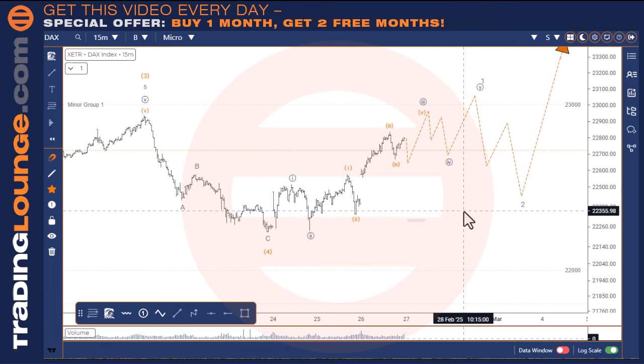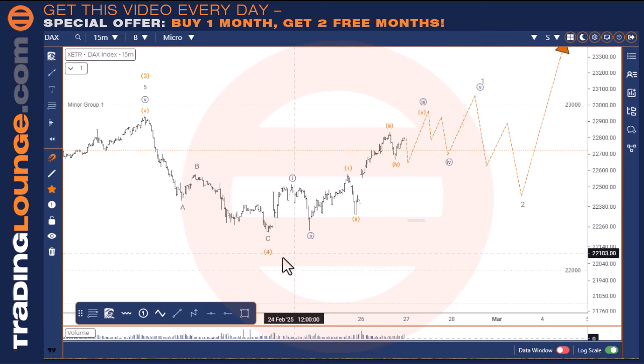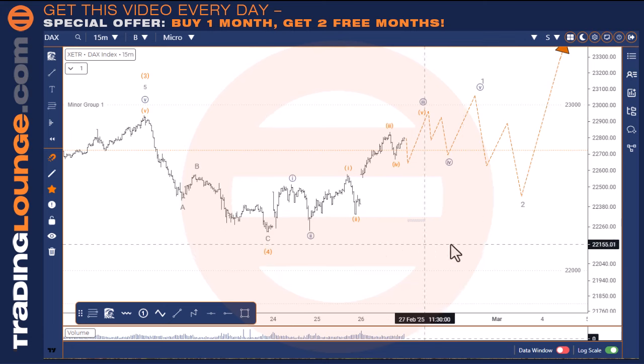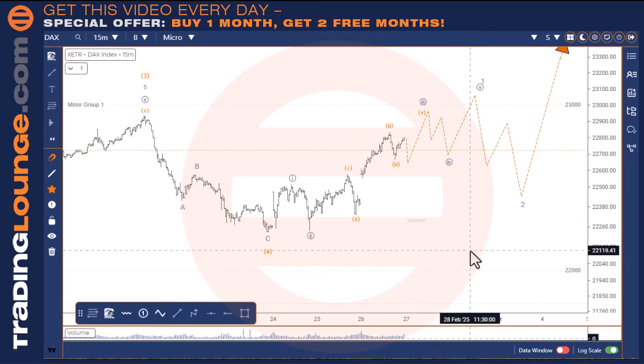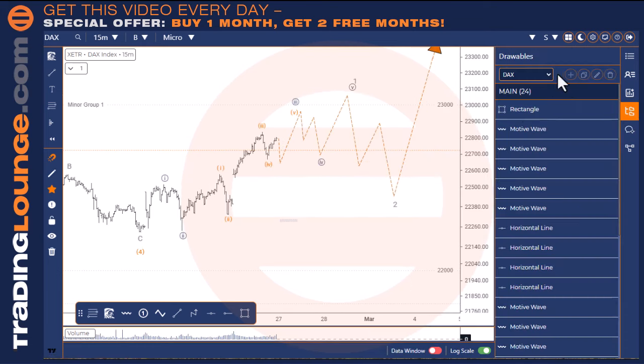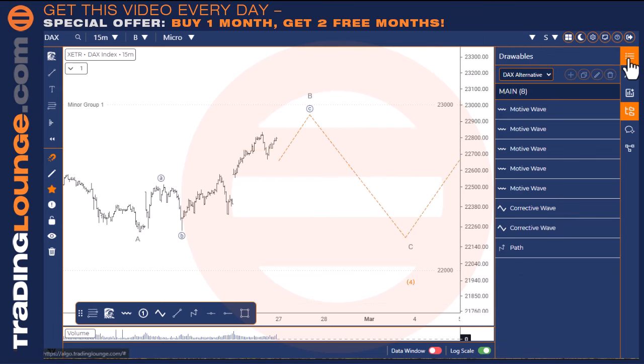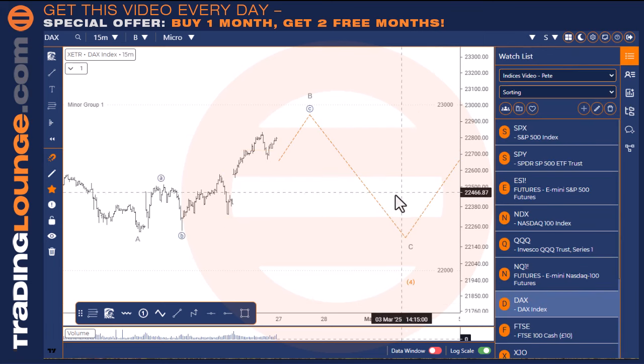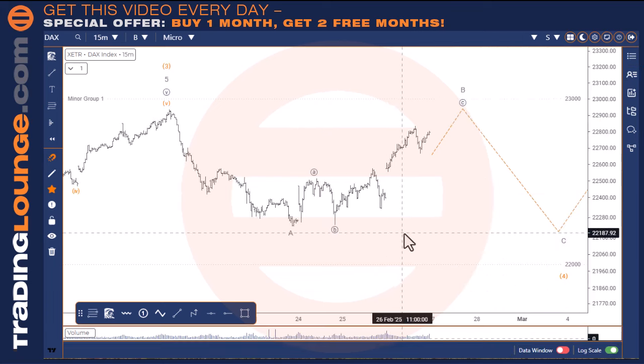Now I'm going to have another look at another count where we've got this wave 4 here still sitting over here, because if the S&P goes down and the NASDAQ goes down, then this will have to come down to complete that wave 4. So we're going to look at the alternative pattern here on the DAX, which would be this one here. Let me just get this in.